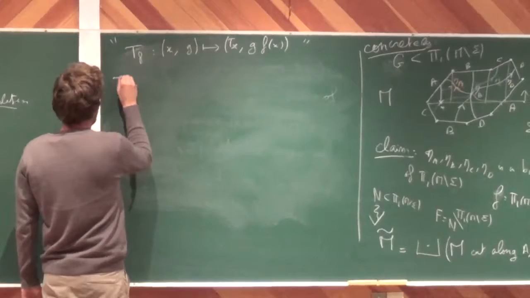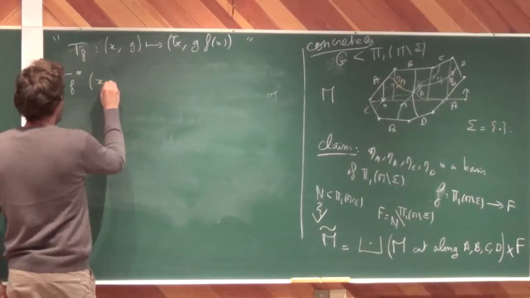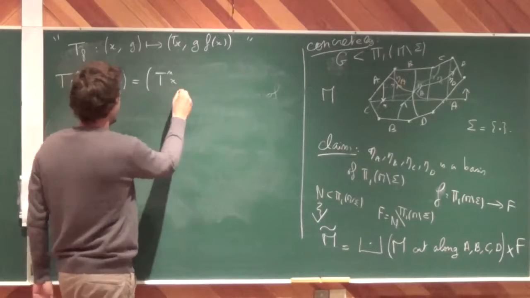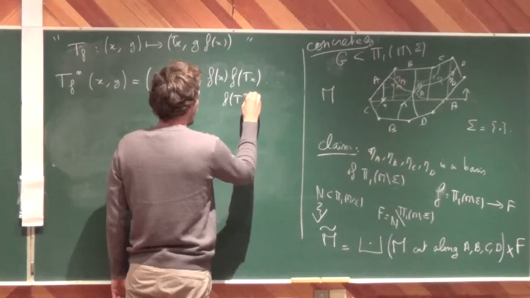And what is important here is to notice that if I take powers of this map, what I'm interested in is the long time behavior of the translation flow. So I want to iterate this map. And if you do that, in the first component you just act like T, so it's just T^n of x. But in the other component, something interesting happens. You are multiplying by the value of f along the orbit of x.